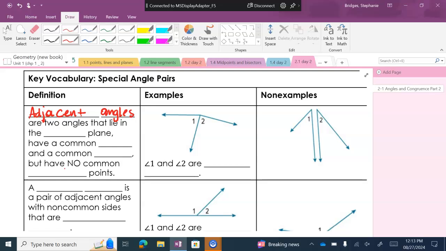Got it. All right, so what does it mean to be adjacent to something? Adjacent. Next to, nearby. They're close. They're right next to each other. So if two things are adjacent, they are right next to each other.